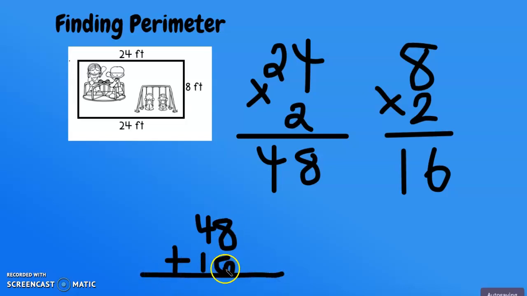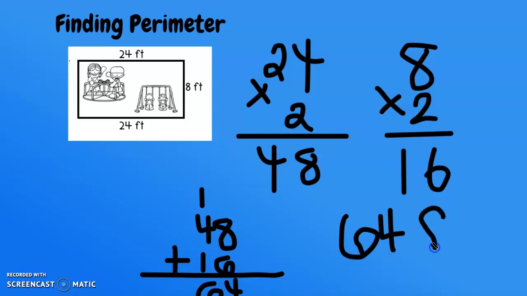Okay, 8 plus 6 is 14. I'll put my 4 down here. Regroup my 1 up here. 4 plus 1 is 5. Plus 1 more is 6. Okay, 64. So 64 feet is my perimeter, and I have to make sure I label it with the FT at the end. So this is my answer right here.